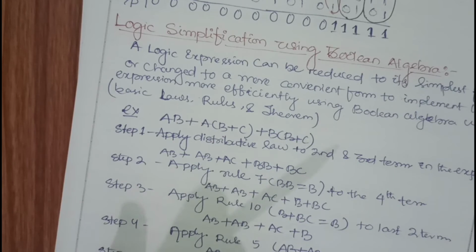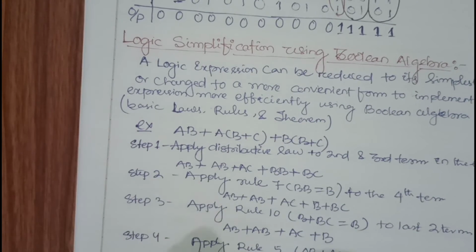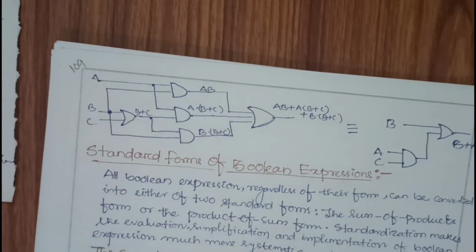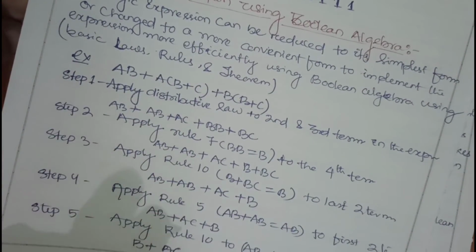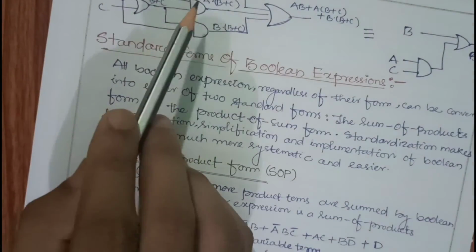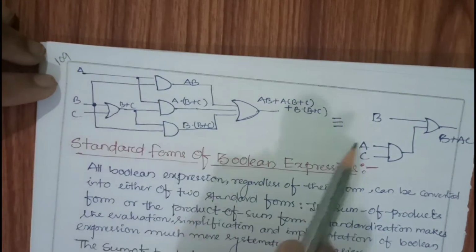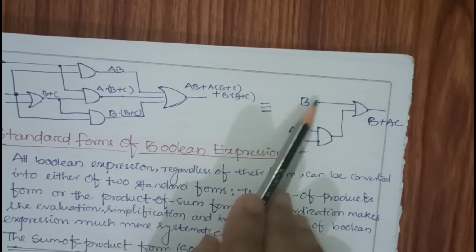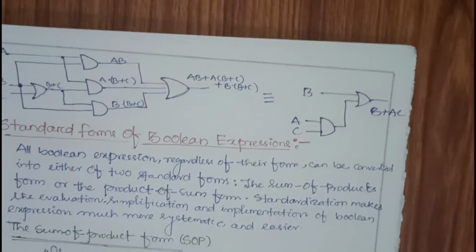Then what is logic simplification? Simplification means you have a very large logic circuit like this. By applying the simplification method, you just have to apply the distributive law and some rules. After that, whatever the long expression is, you will get a small expression. So this is the large logic circuit, and after simplification what we got is a small logic circuit. Both are the same, but this is the simplification method.